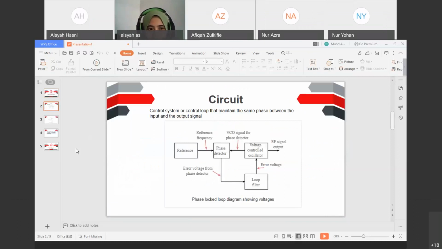I'll be presenting about the phase lock loop. Basically, we didn't manage to find the circuit diagram, but we just managed to find the block diagram. So here is the block diagram. Basically, phase lock loop is we want to produce a stable signal. Maybe you can see the full view of the circuit.